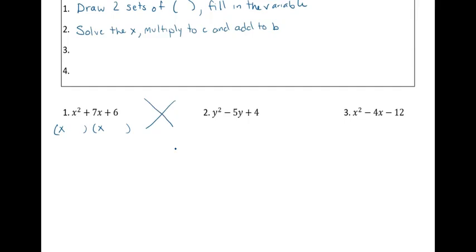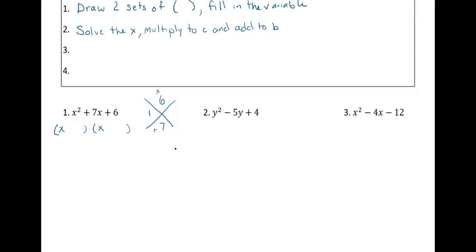So I need two numbers that when I multiply them, the answer is 6. The top is always going to be multiply, and the bottom is always going to be add. So I need two numbers that multiply to 6, and if I add them together, the answer is 7. What numbers can I multiply together to get 6? Well, I could do 2 times 3, but 2 plus 3 gives me 5, and I need 7. So what else could I multiply?